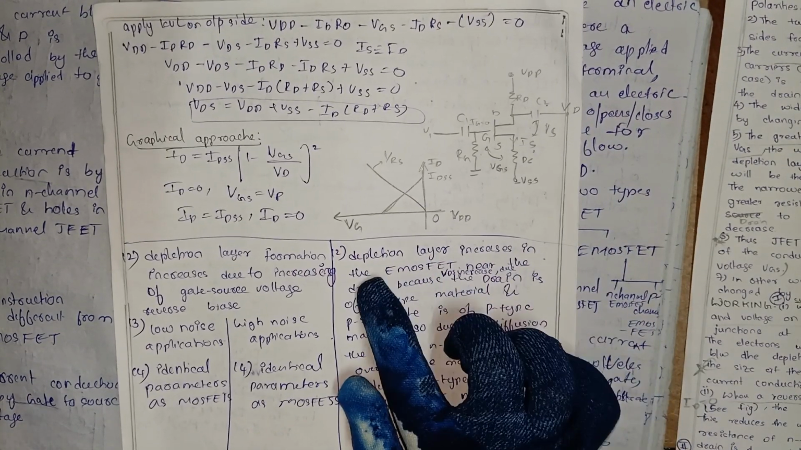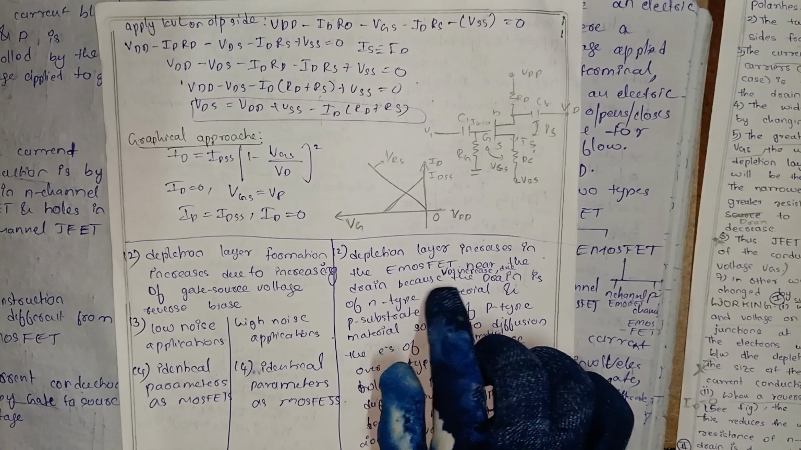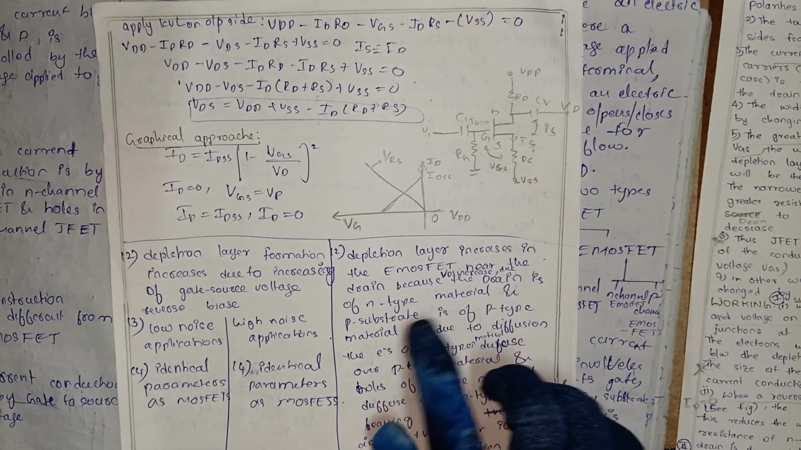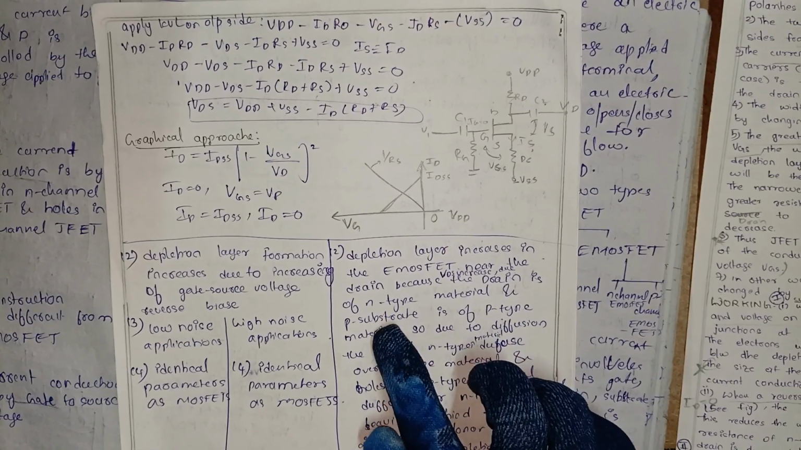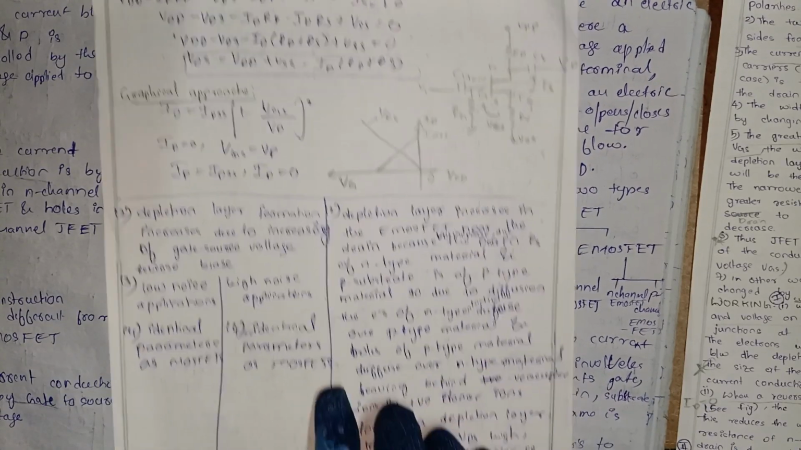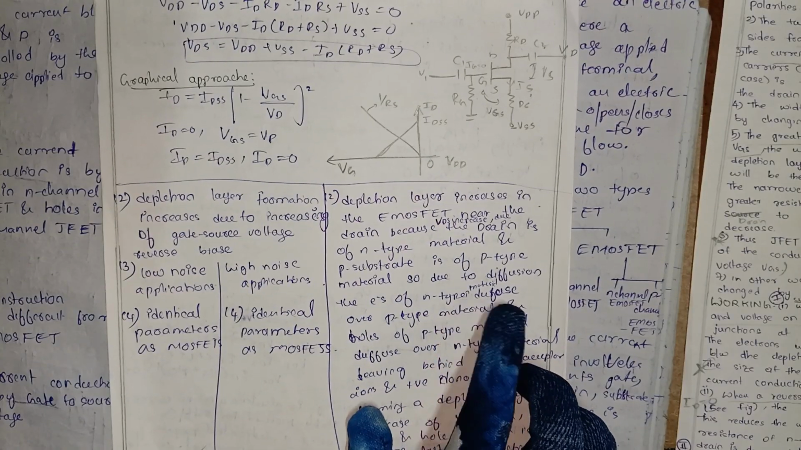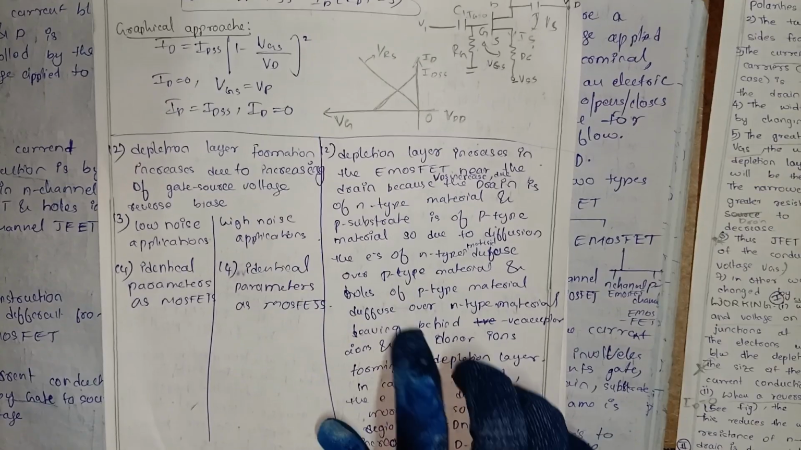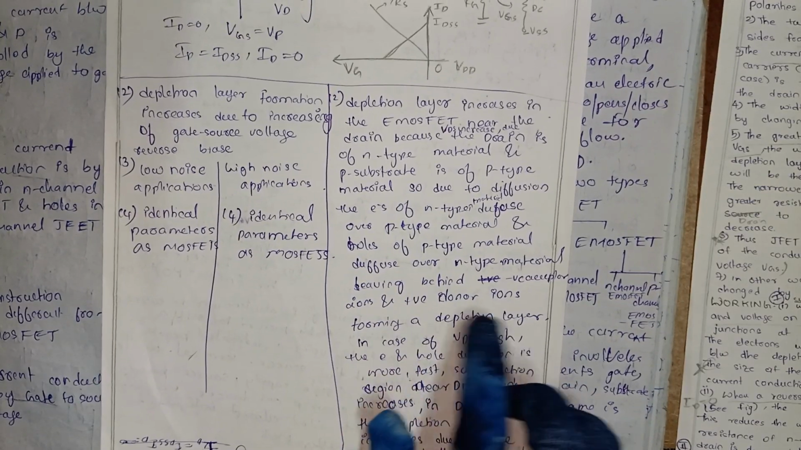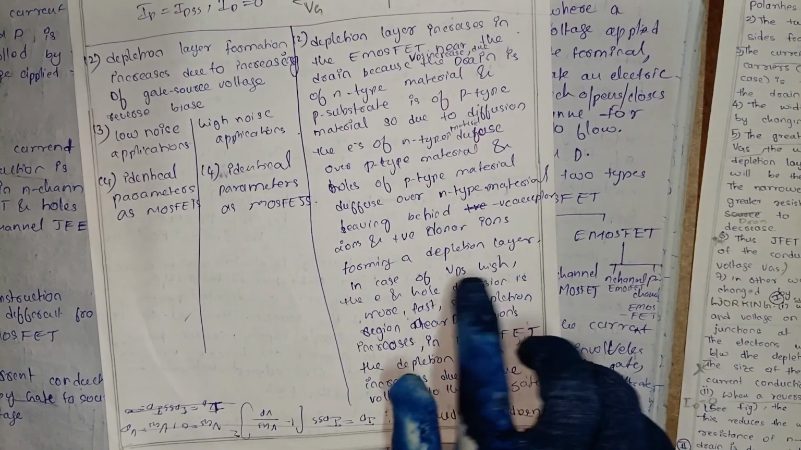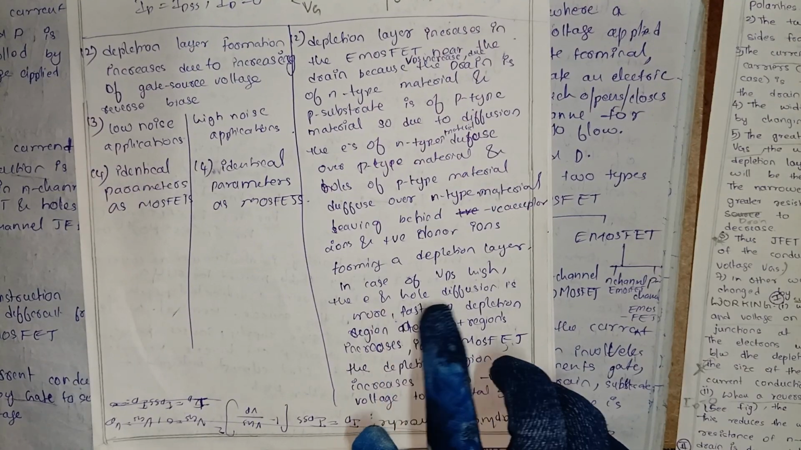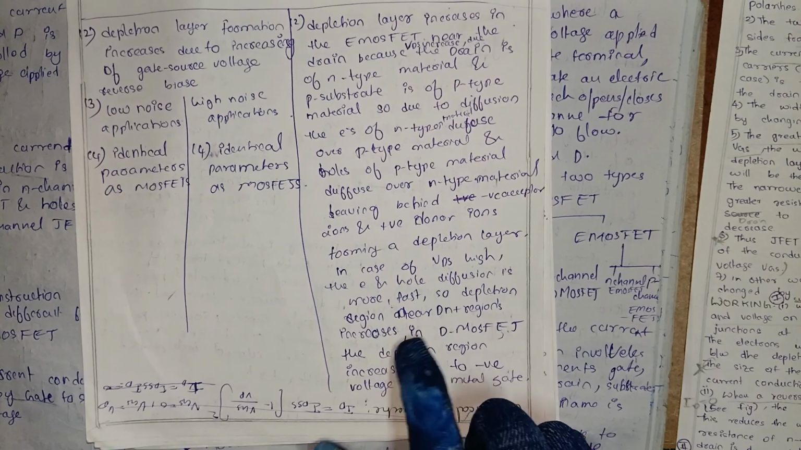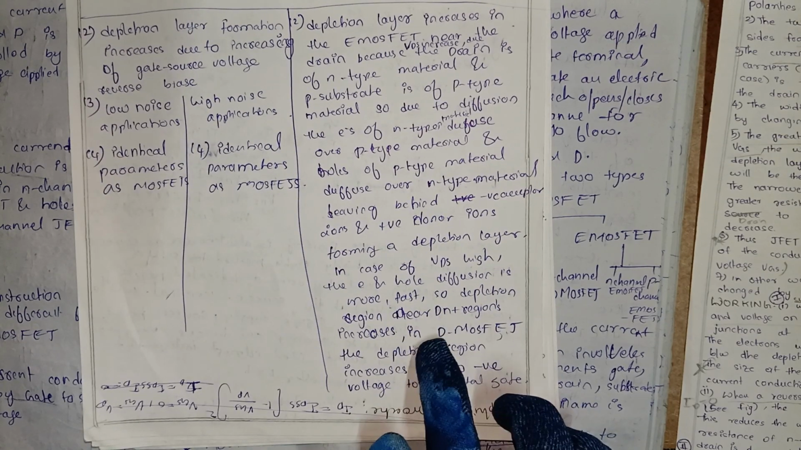And the depletion layer increases in the E MOSFET near the drain because VDS increases, as the drain is of n-type material and the substrate is of p-type material. So due to diffusion, the electrons of n-type material diffuse over the p-type material, and holes of p-type material diffuse over the n-type material, leaving behind negative acceptor ions and positive donor ions, forming a depletion layer. In case of high VDS, the electron and hole diffusion is faster. So the depletion region near the drain n-plus region increases.